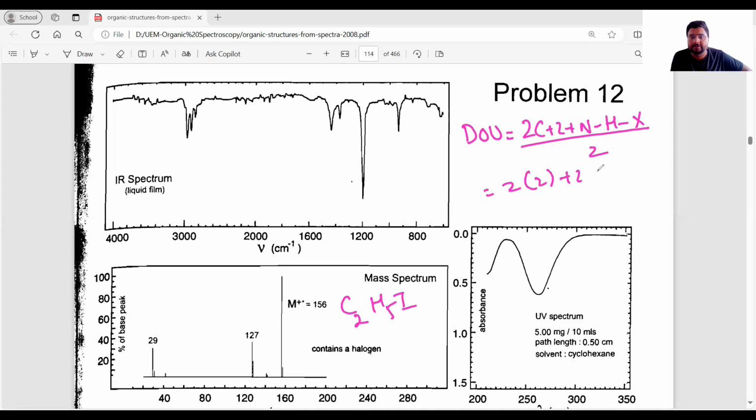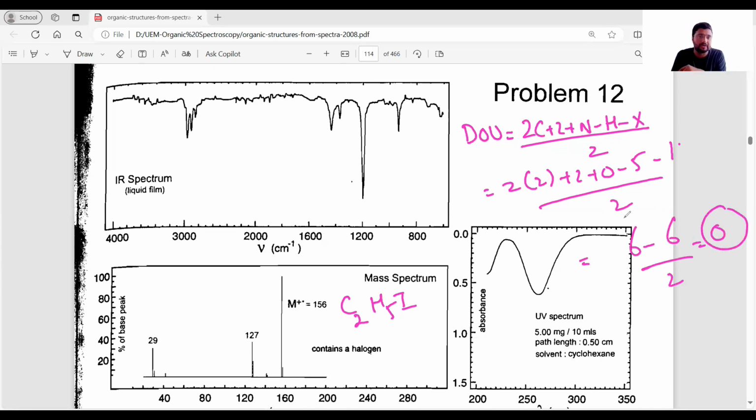2 carbon plus 2, nitrogen 0, hydrogen 5, halogen 1, divided by 2. Halogen 1, iodine. Iodine is a halogen. So 2 plus 2, 4, 4 plus 2, 6. 6 minus 6 divided by 2, you will get 0. It means this unknown compound cannot contain any type of unsaturation. There is no double bond in this compound. No ring, no pi bond is present in this unknown.